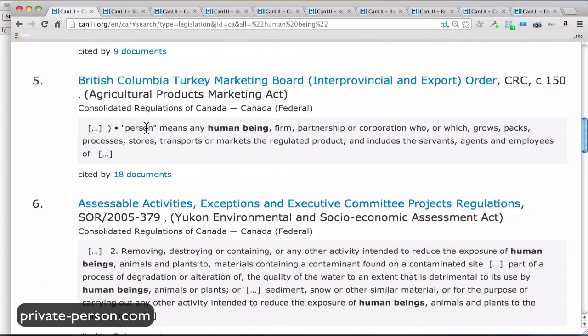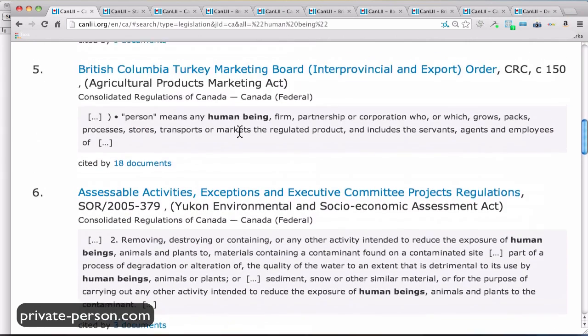So you can see that, oh, here we go. British Columbia Turkey Marketing Board. Person means any human being, not natural person or private person or man, but human being. And this is, I believe, a very rare definition of the word person, to use it and join it with human being. So why did they do that? That's federal again.